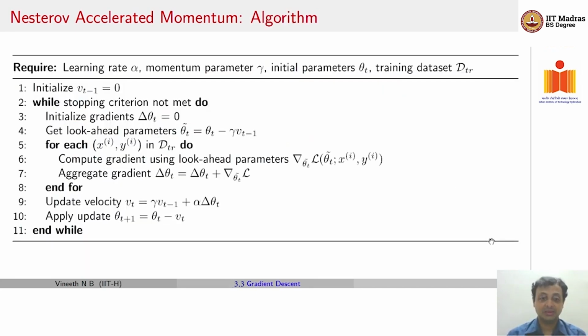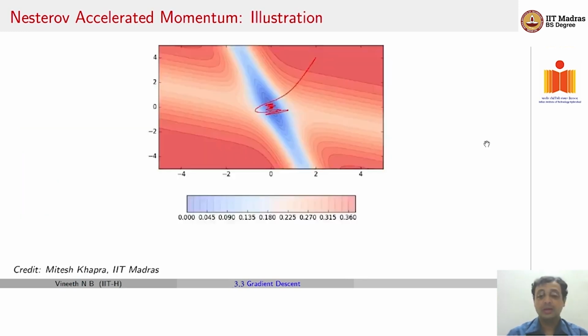Here is the summarized algorithm for Nesterov accelerated momentum. It's once again the same as the momentum based gradient descent, but step 4 gets your look ahead parameters theta t minus gamma times Vt minus 1. You're going to denote that as tilde theta t, and your loss is computed with respect to tilde theta t, and that's the gradient that you keep accumulating in your parameter updates, and the rest of it follows your momentum based gradient descent algorithm.